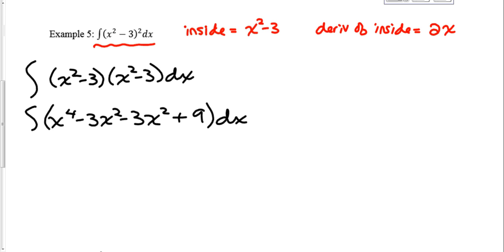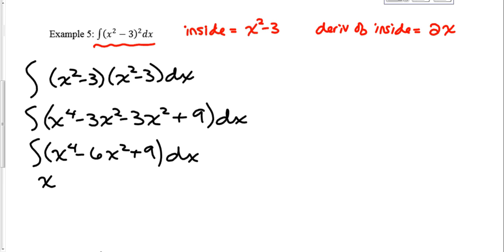Go ahead, pause the video anytime if it's going to take you a little bit longer to do that, and that's fine. x to the 4th minus 6x squared plus 9 dx. And from here, we're just going to find the antiderivative of each term.